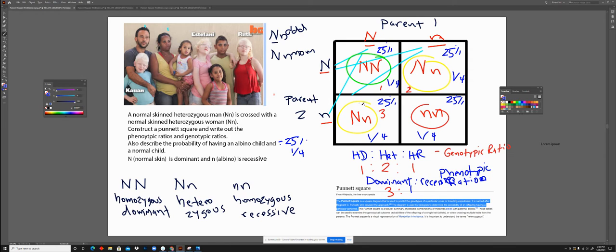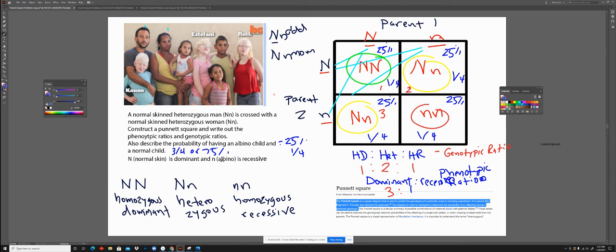Now, what's the probability of having a normal child? 25 plus 25 plus 25, that is 3/4 as a fraction, and as a percentage it is 75%. So for these problems, you've got to know what's homozygous dominant, heterozygous, and homozygous recessive. You need to know which one's dominant and which one's recessive in the characteristic to do these correctly.